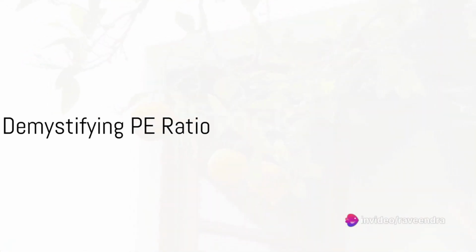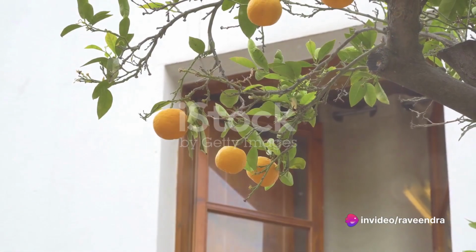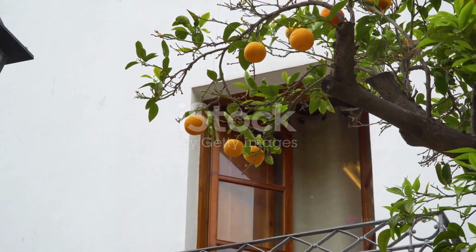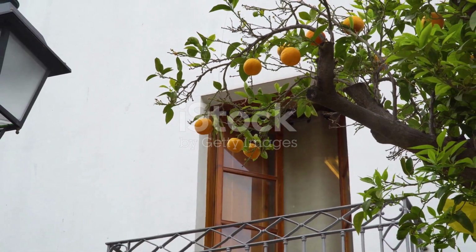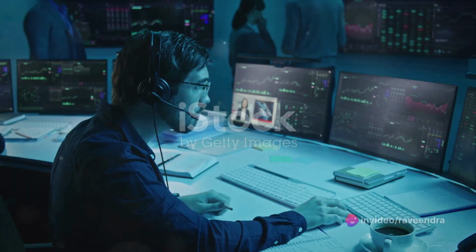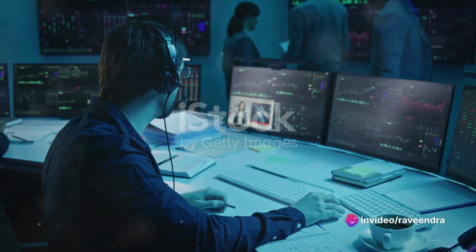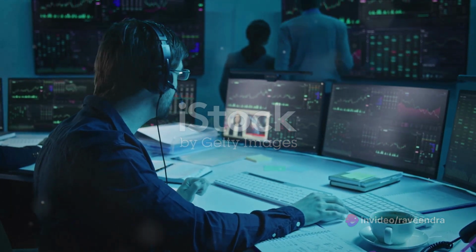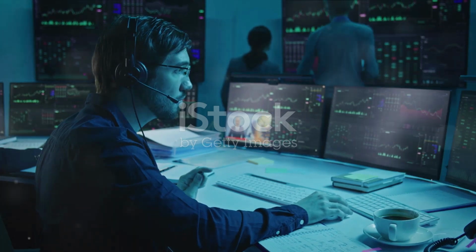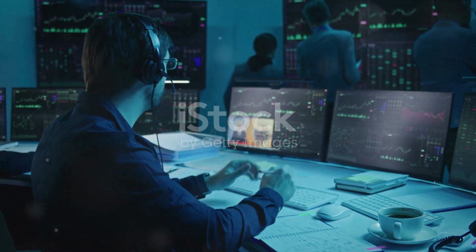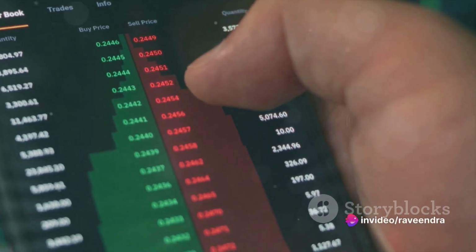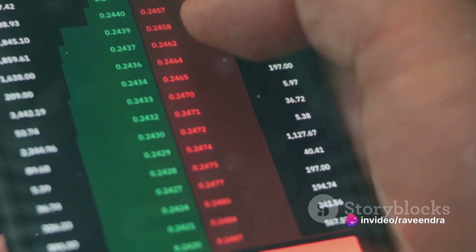Imagine walking into a supermarket to buy oranges. You see two similar-looking baskets, one priced at $10 and the other at $5. Which one would you choose? The answer seems obvious, doesn't it? Now think of the supermarket as the stock market, the baskets of oranges as companies, and the price tags as the price-to-earnings, or PE ratio. In an ideal world, just like you'd choose the cheaper basket of oranges, you'd choose a company with a lower PE ratio, all other things being equal.